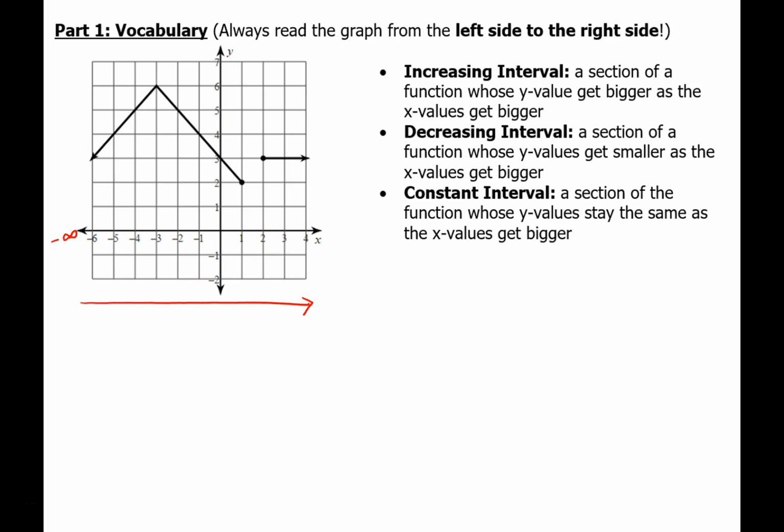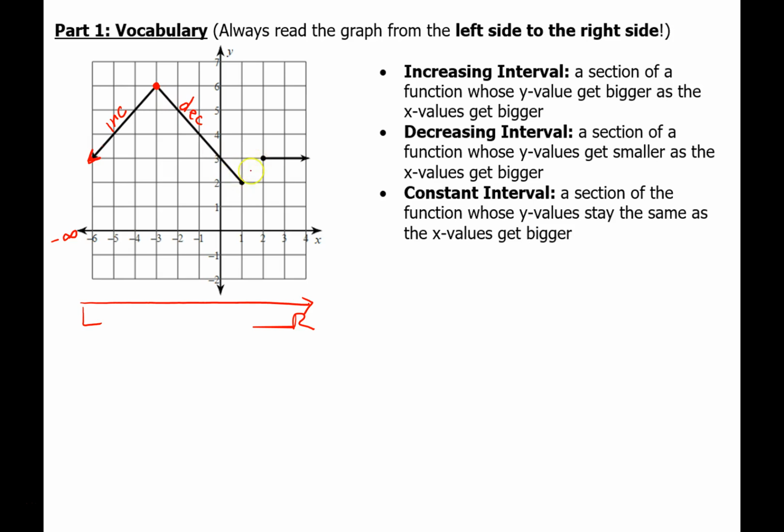Okay, so when we look across the graph from left to right, we start here where this arrow is on the negative infinity side, and if we follow this line, this section is increasing. It's going uphill. The y values are getting bigger. It's going up. So it's increasing until we get to this relative maximum, and then it changes directions because it's a turning point, and it starts going down and decreasing. So that section of the graph is decreasing.